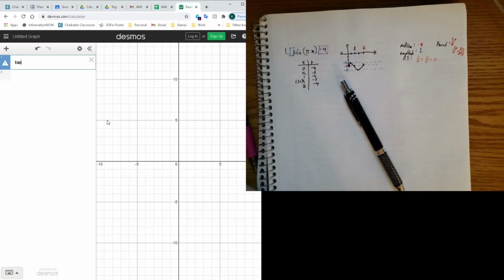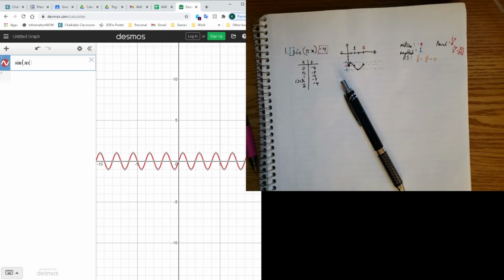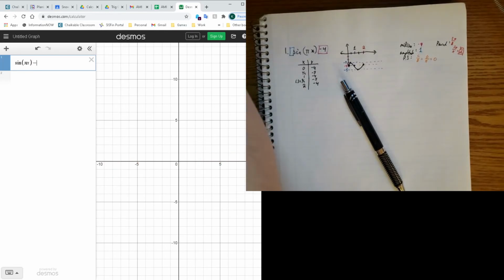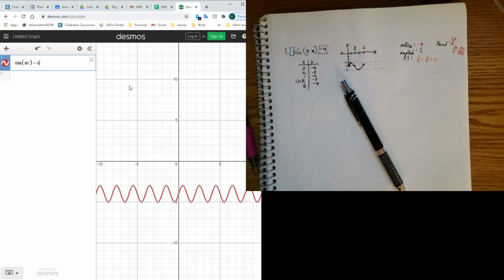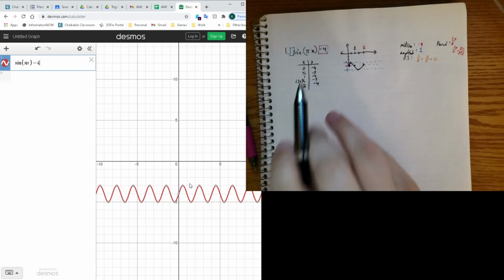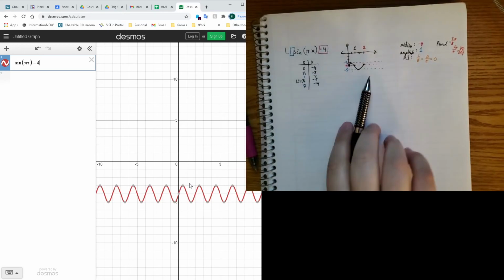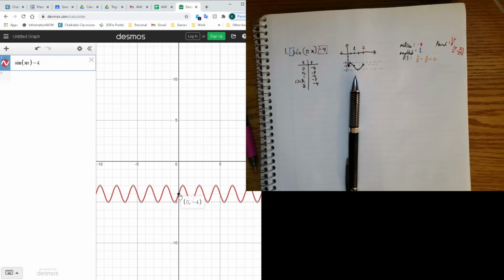I'm going to go to Desmos. I'm going to type in my function, which in this case is the sine function. So sine of pi x minus 4. Let's take a look if our values were correct from this table. This tells me it should start at 0, -4. So if I click right here, I can see that point very clearly, 0, -4.